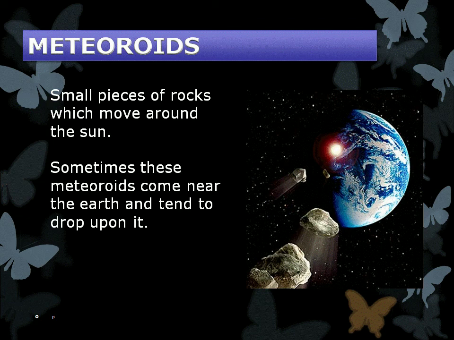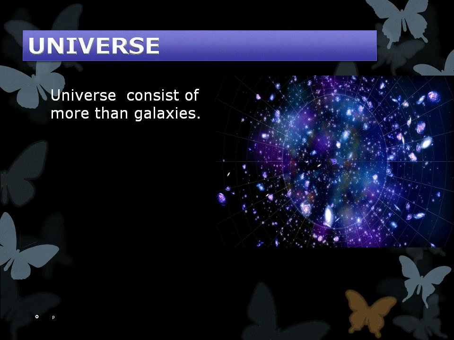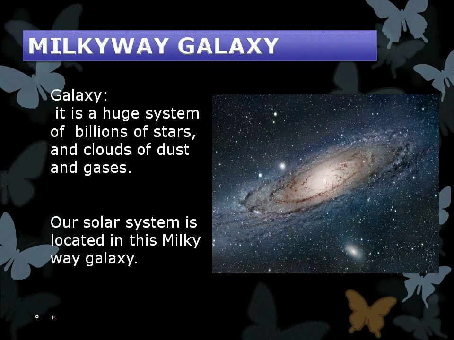So you just understand it, children. In this universe we have n number of galaxies. Of those galaxies, we are living in the Milky Way galaxy. So what is meant by galaxy? It is a huge system of billions of stars and clouds of dust and gases. Our solar system is located in this Milky Way galaxy.